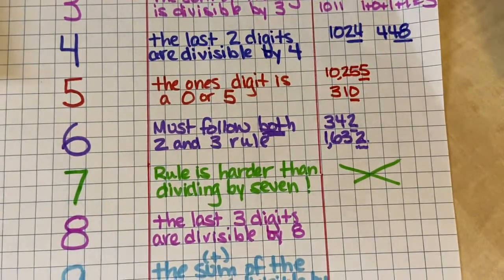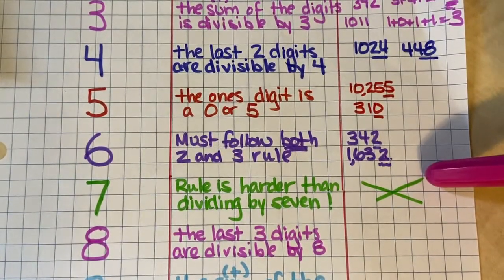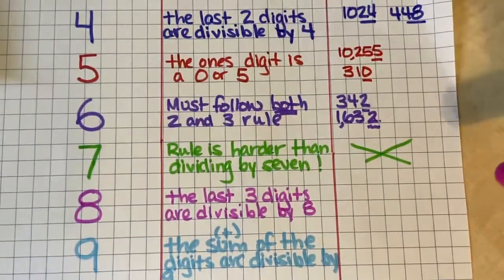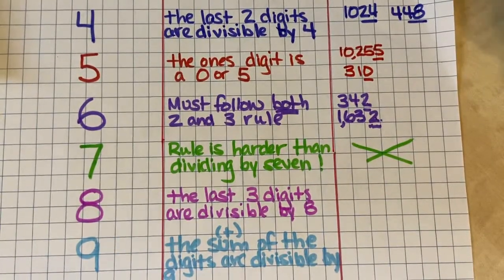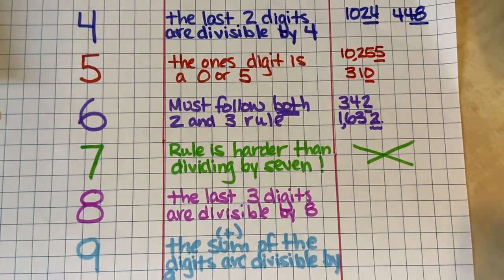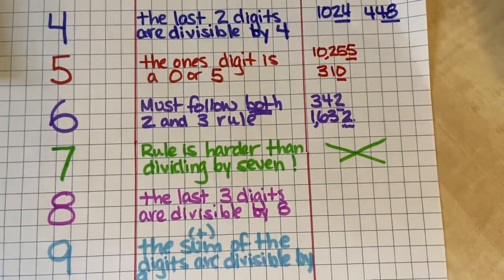All right, the 7 rule is useless. I don't even remember what the 7 rule is, but it's way easier to just divide a number by 7 to see if 7 goes into it, okay? There's not an easy rule for that. Same with the 8. The 8 rule, the last 3 digits have to be divisible by 8. So sometimes it's just easier to divide something by 8 to see if 8 goes into it evenly, okay?